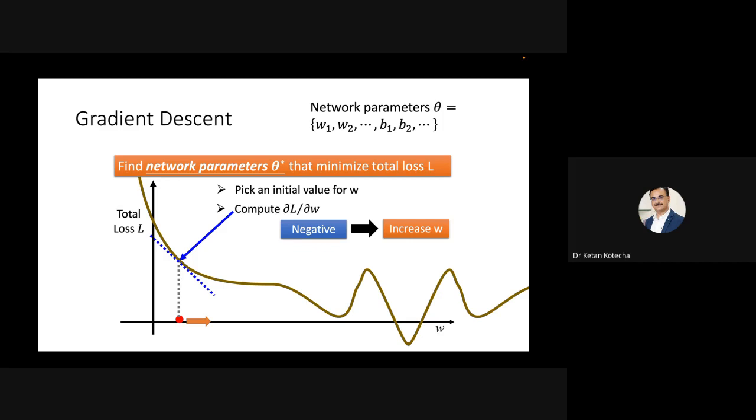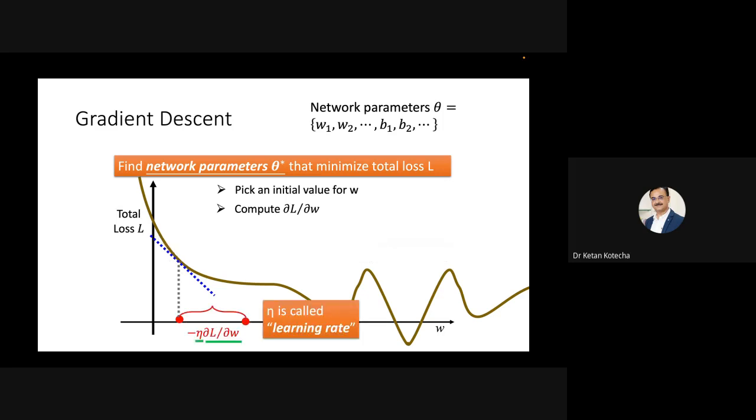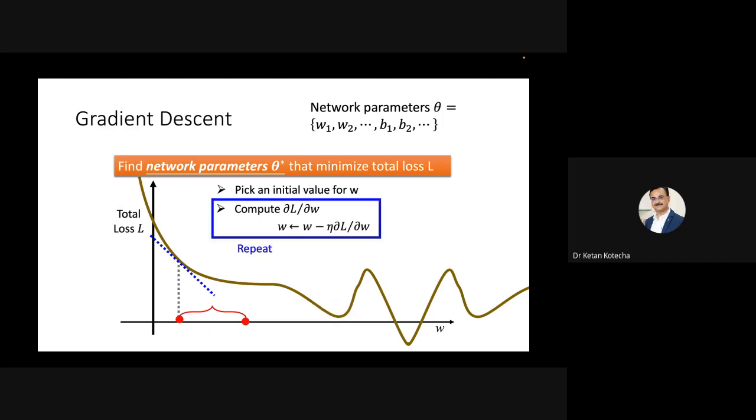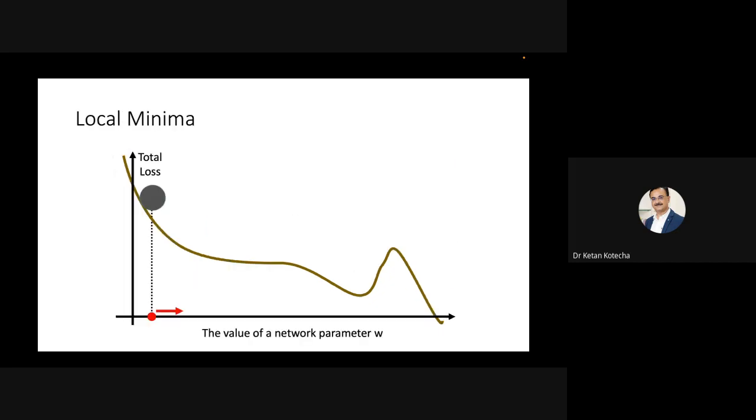So if it is a negative slope, you take a positive step, and if it is a positive slope, then take a negative step. Likewise, you need to change the values of the W's, which let us not go into in detail. Maybe there is some other talk on that.